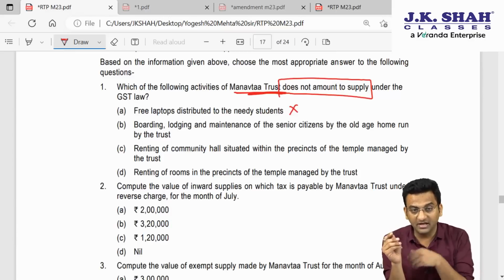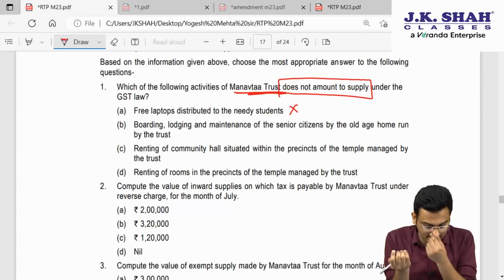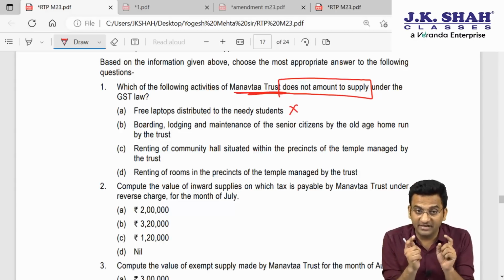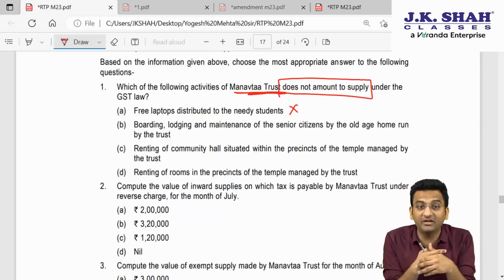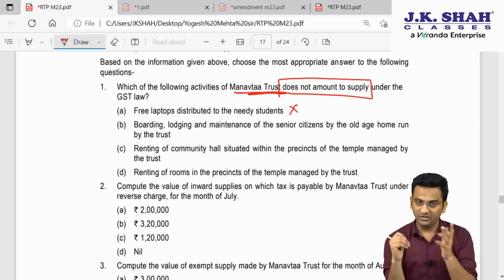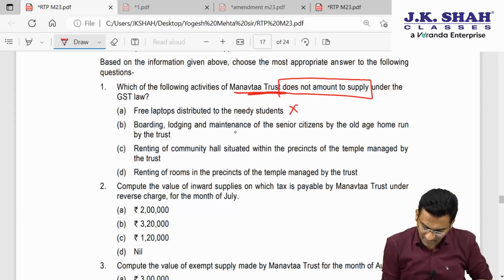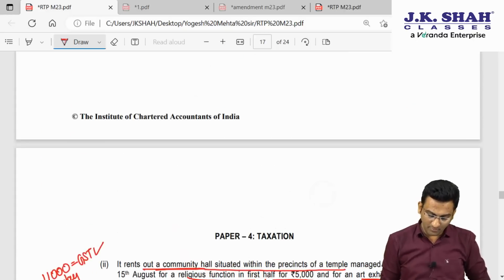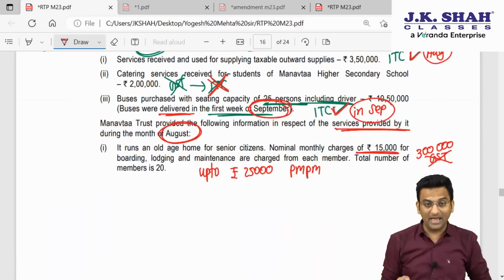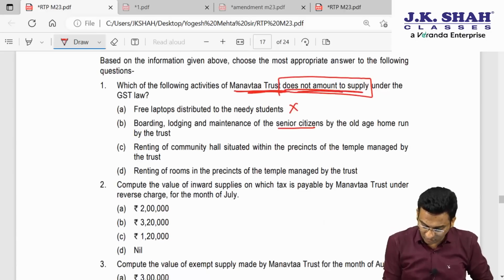If you do remember Schedule 1, Para 1, if ITC is availed, then the activity is a supply. Now, in this case, free laptops are distributed. They themselves have received them free of cost. So no ITC is availed, hence it is not a supply. Next, boarding, lodging and maintenance of senior citizens by the old age home run by the trust. See, it is a supply, but it is exempted. The question asks which does not amount to supply, so this is a supply, but it is exempted from GST.